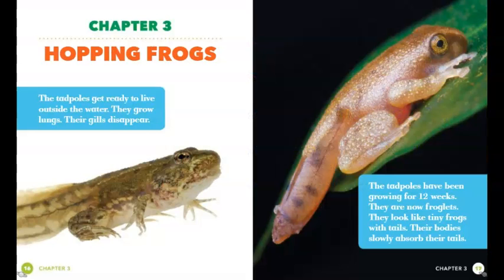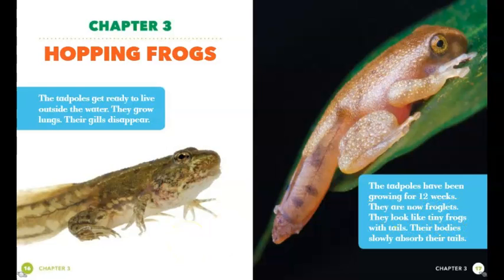Hopping frogs. The tadpoles get ready to live outside the water. They grow lungs. Their gills disappear. So they are moving from an aquatic animal where they were mostly in the water with gills, and now they are going on land, and so they are going to get lungs.